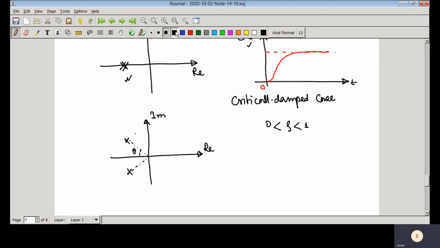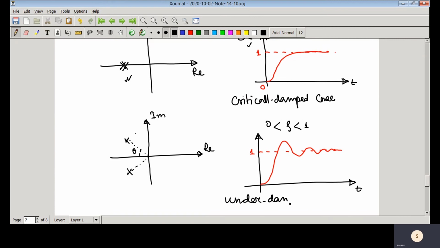So now we are interested to see the underdamped response. Already we have discussed in detail that in the underdamped response there would be some oscillations, which we have just discussed. So this is the case of the underdamped response.